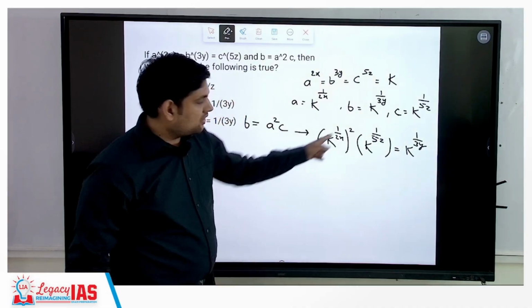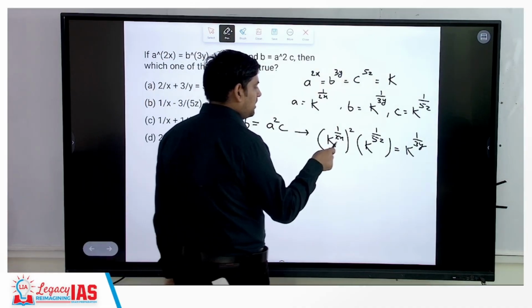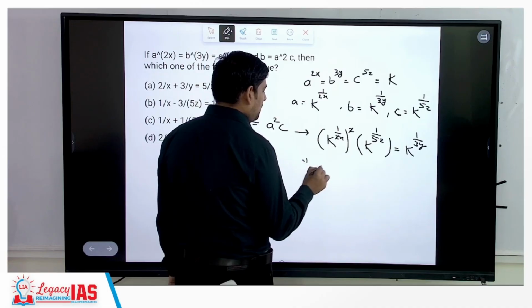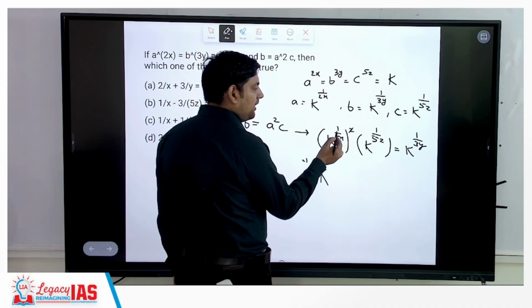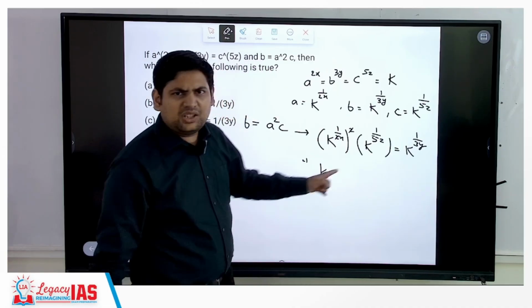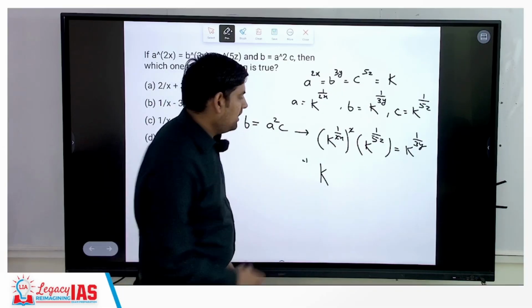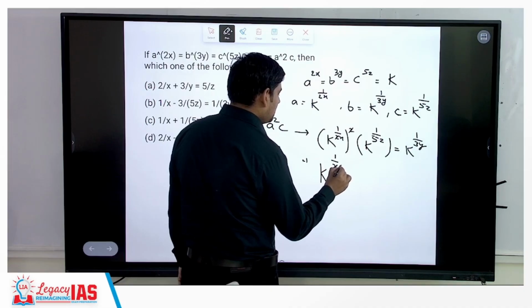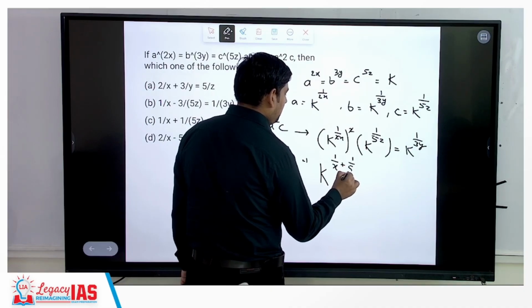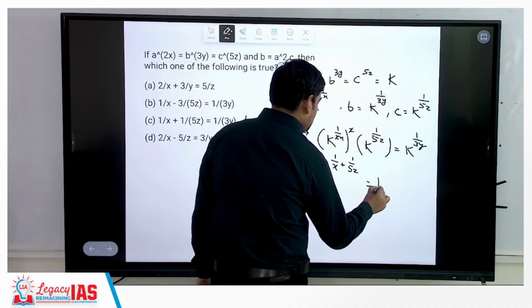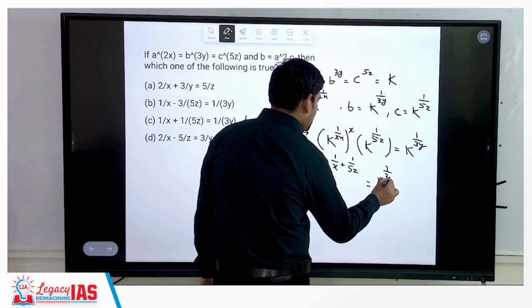Now this 2 and this 2 can get cancelled out. What you got is k^(1/x) into k^(1/5z). In multiplication, powers will add. So this will become k^(1/x + 1/5z) equals k^(1/3y).